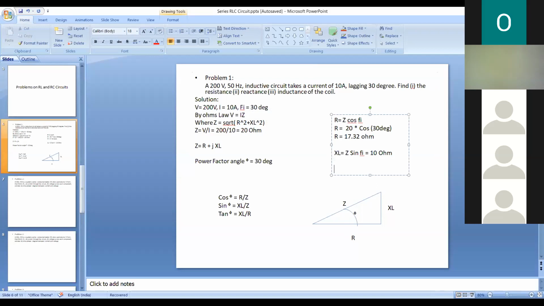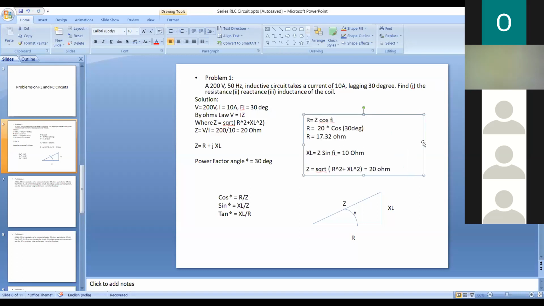So if you take out Z is equal to SQRT of R square plus XL square, tell me how much you'll get. You'll get close to 20 ohm. So always remember, in AC circuit, apply Pythagoras theorem and take out the resultant value. Don't take out the resultant value simply by taking x plus y, which is incorrect. Okay.